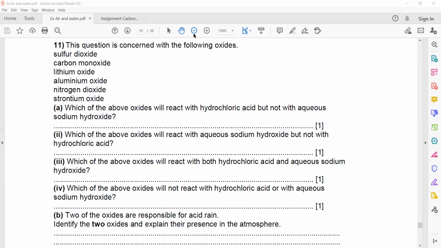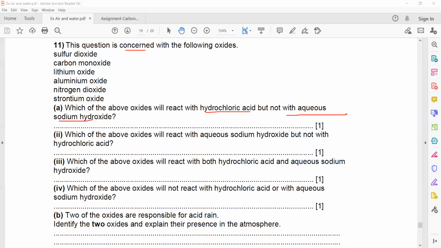Question 11. Any doubt in question 11? Basically, this question is concerned with the following oxides. This is related to the types of oxide. Which of the above oxides react with hydrochloric acid but not with sodium hydroxide?